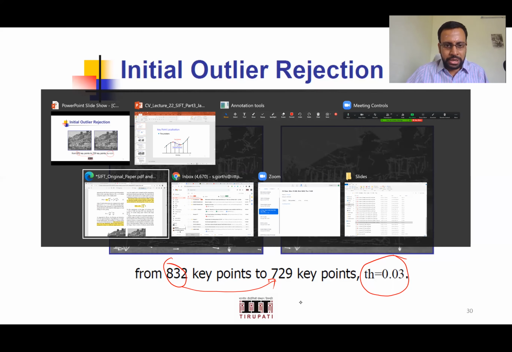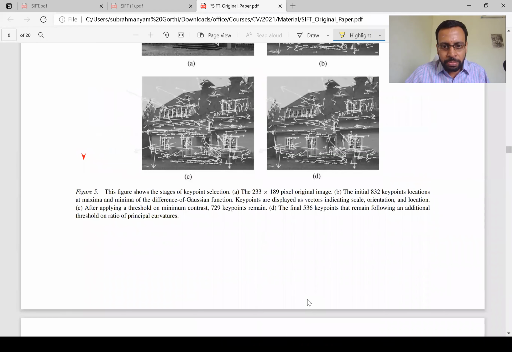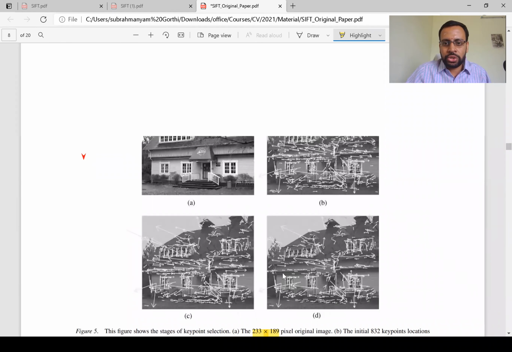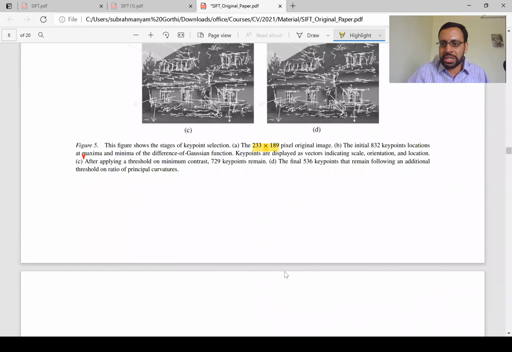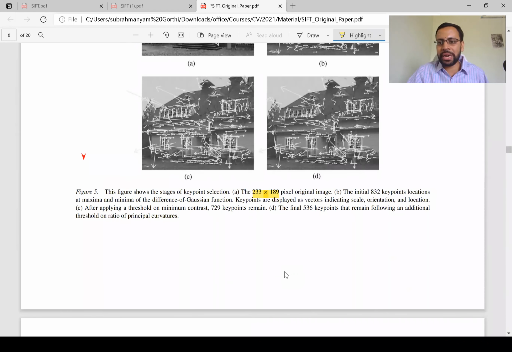So for example, let me show the same result here. By the way, the original image is of size 239 by 189, and using difference of Gaussians in both scale and space, you compare with the 9 above, 9 below, and 8 surrounding, keeping it only if it is a maximum. That has given 832, and applying that 0.03 threshold has given you 729. But still there is a problem here that has not yet been addressed.